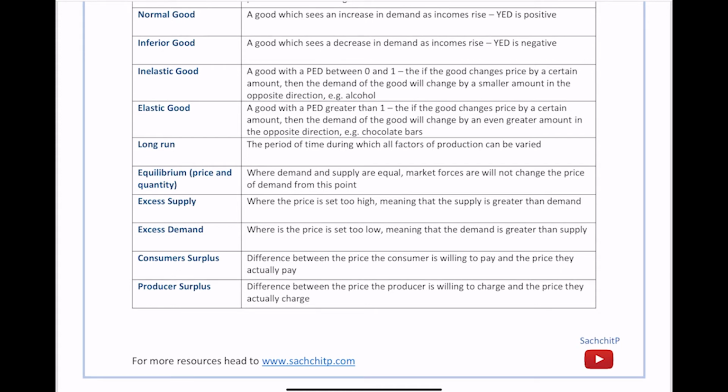Consumer surplus is the difference between the price the consumers are willing to pay and the price they actually pay. So it's basically that idea that there's a price that I'm willing to pay for something, but then the price I actually pay for it will give me the consumer surplus. And producer surplus is the difference between the price the producer is willing to charge and the price that producer actually ends up charging. So that's essentially what producer surplus is.